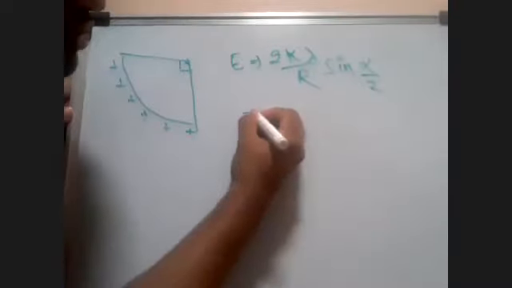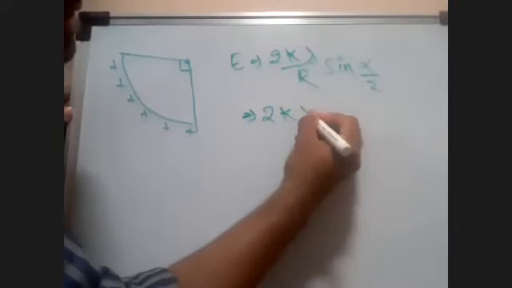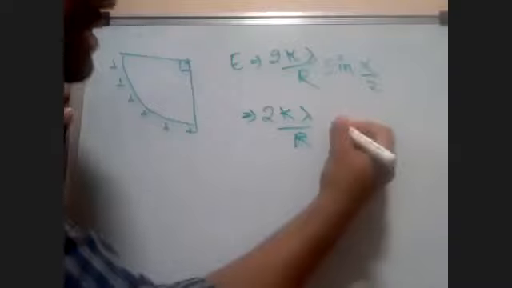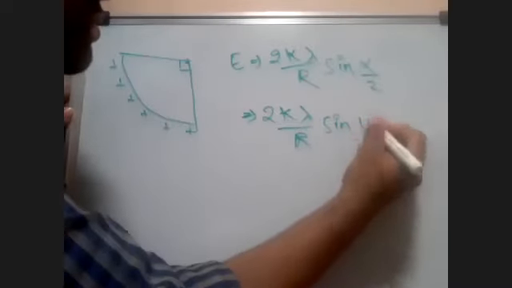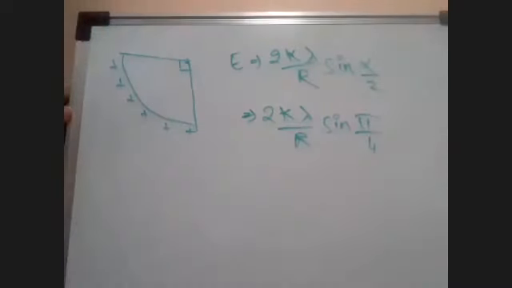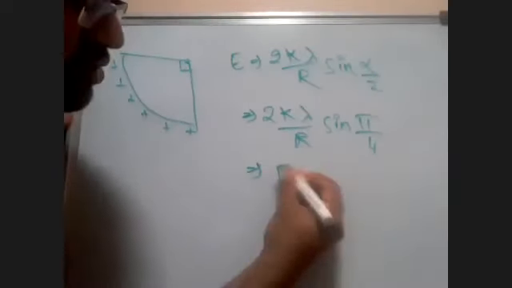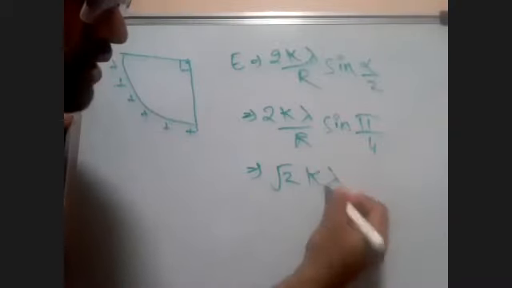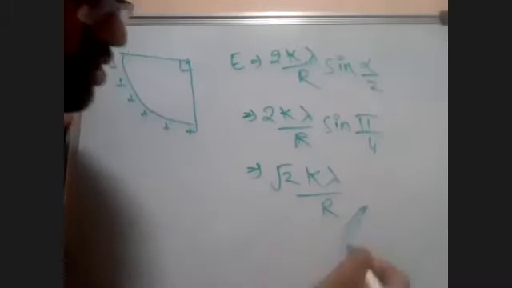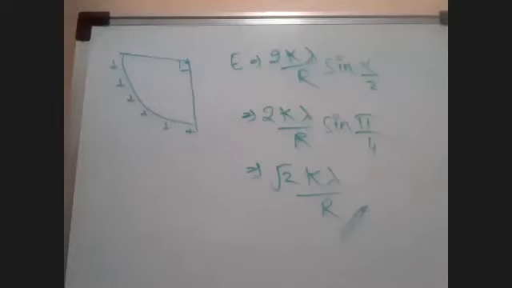So what you'll get over here? Silly mistakes will actually cost you a lot. Sin pi by 4. What is sin pi by 4, guys? 1 by root 2. So that root 2 will cut over here and this will become root 2. So what will we end up with? Root 2 k lambda by r. This is the derivation for a quarter.